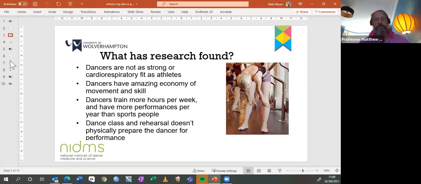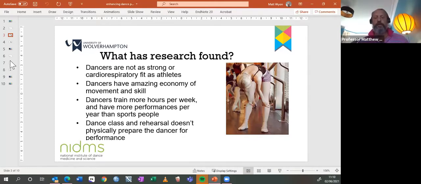And the stuff I started looking at is the three forms of dance: dance class, dance rehearsal, and performance. And we found that actually there's a big difference between the physical demands of performance and what they're exposed to during class and rehearsal. So class and rehearsal didn't prepare the dancer physically for the demands of performance. It did technically, but not physically. And so therefore dancers were having to use performance to get fit to perform, which we see the opposite in sport.